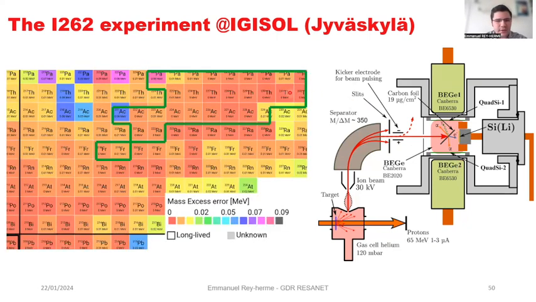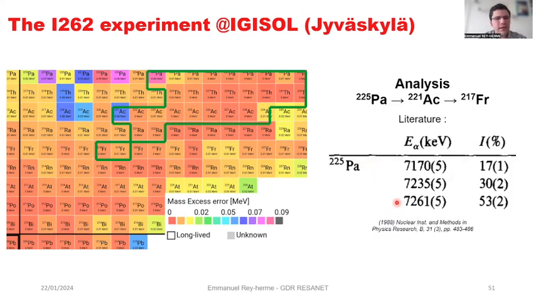So this is a summary of what was produced during the experiment. We had our beam on target of thorium-232, and we are producing from protactinium-233 to protactinium-225 here on the protactinium line, and also lower lying isotopes.